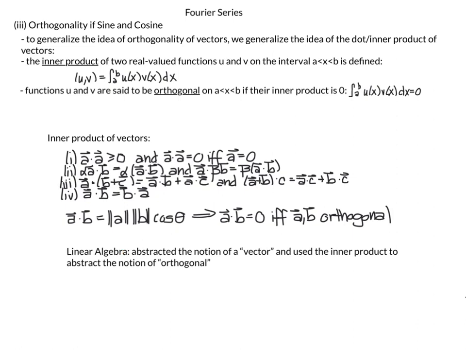In linear algebra, if you've had that, we abstracted the notion of a vector, and we can say that u and v are part of a vector space of functions, and we use the inner product, which was defined as this integral, to abstract the notion of orthogonal. So two functions are orthogonal when their inner product is equal to 0. If you don't remember this from vector calculus or you haven't had linear algebra, don't worry about it. This is the important thing: this is how we define the inner product, and we define orthogonality as when the inner product is equal to 0.